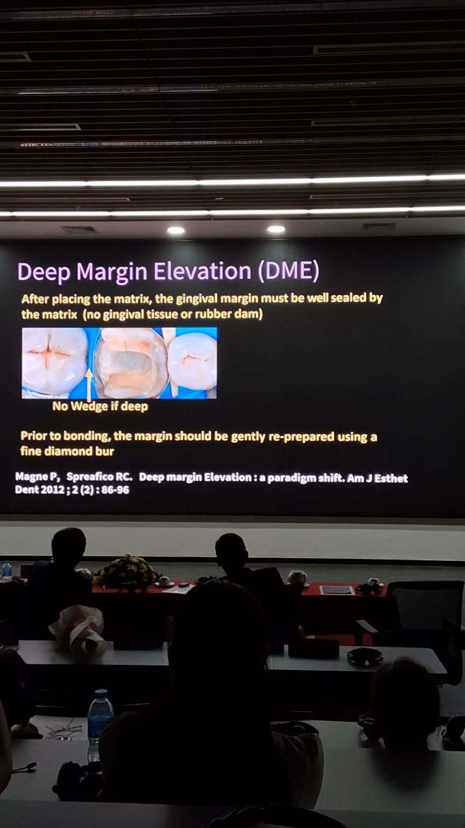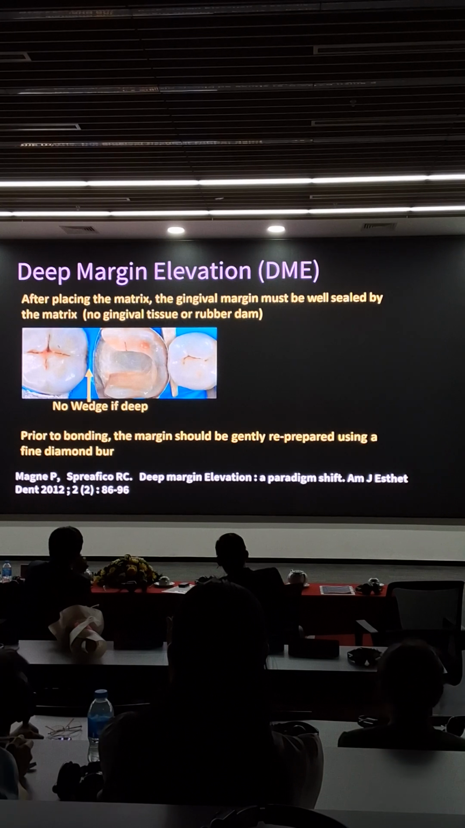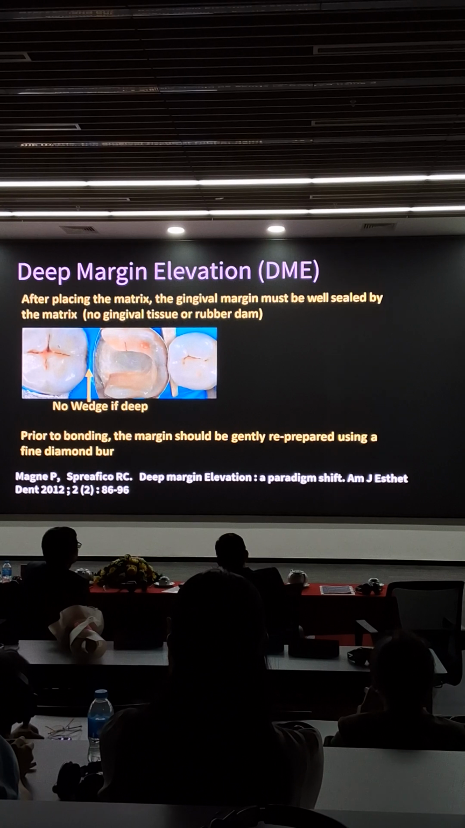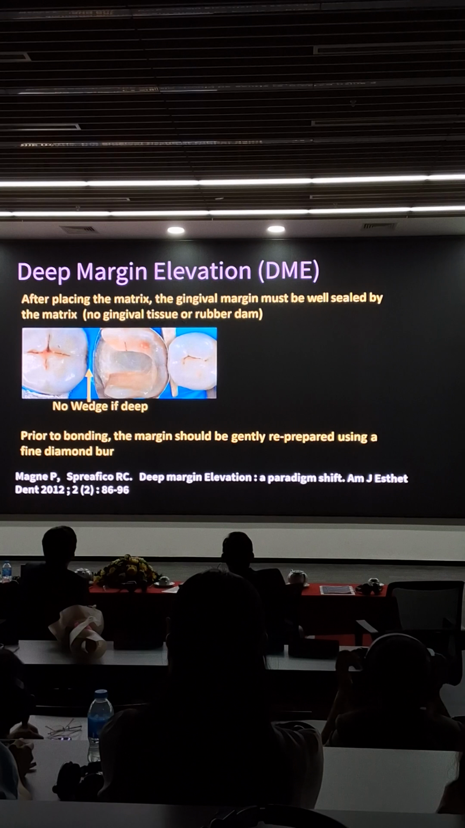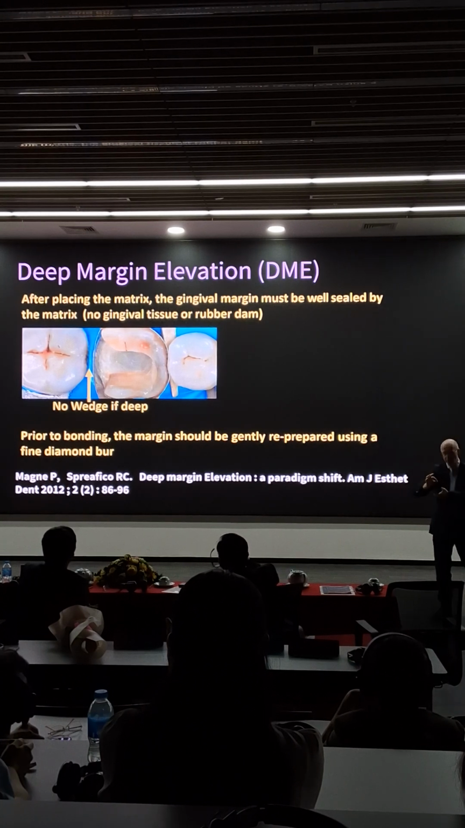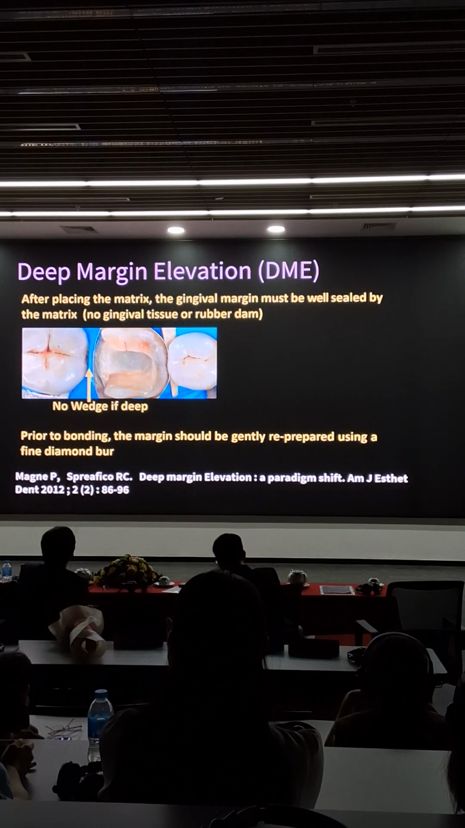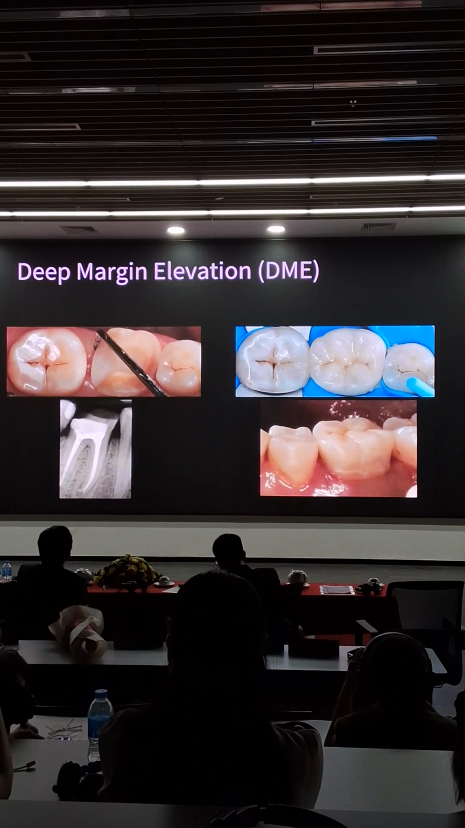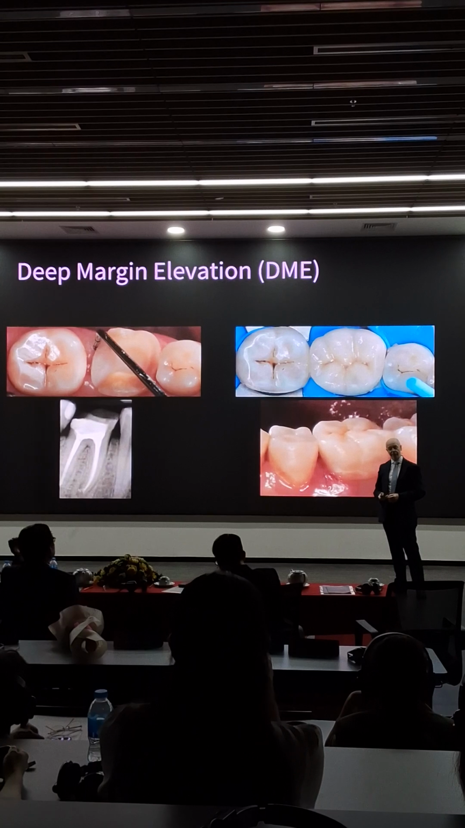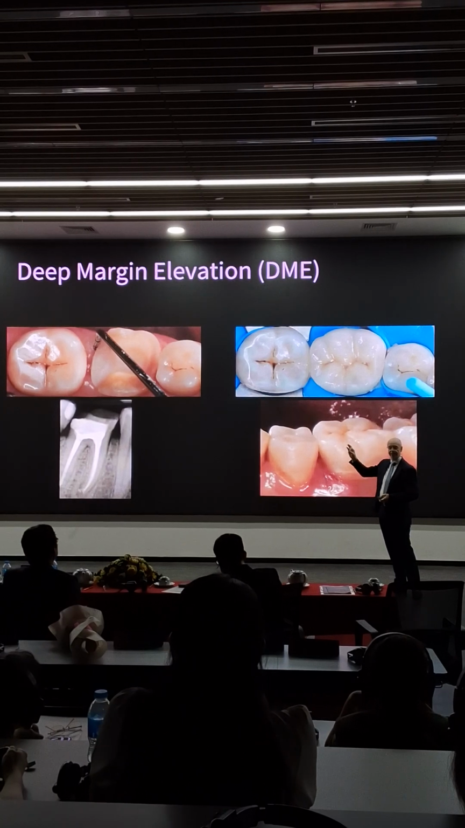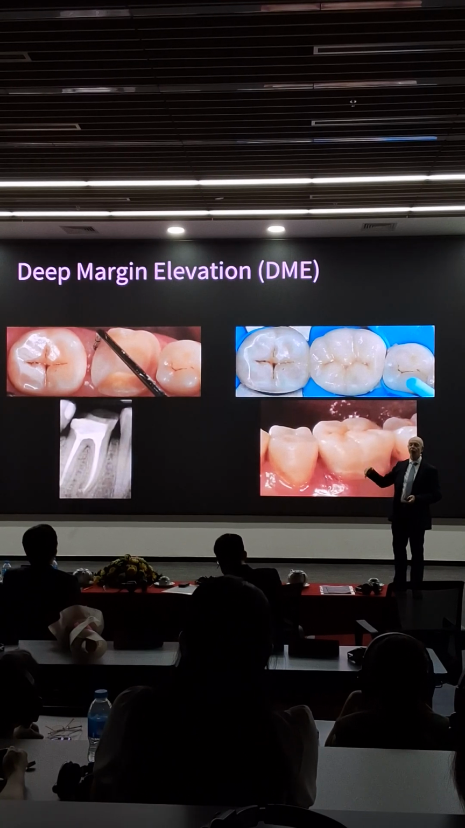So you see, when I put my matrix here, I don't need a wedge, I don't think about my contact point, I just create a wall to hold my material to raise my margin. After I put my matrix, I like to use a burr to clean all the walls again. When everything is clean, I apply my composite to raise my margin. Okay. After you raise the margin, if you want to do an indirect restoration, you just leave it like that, finish preparing your tooth, and you do your impression.